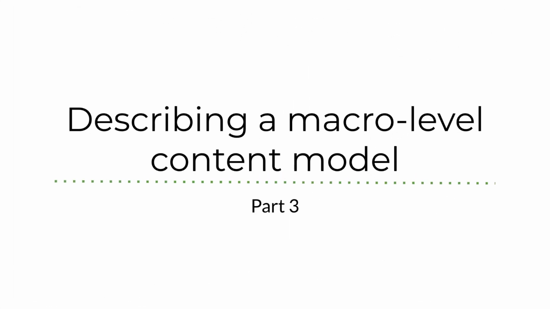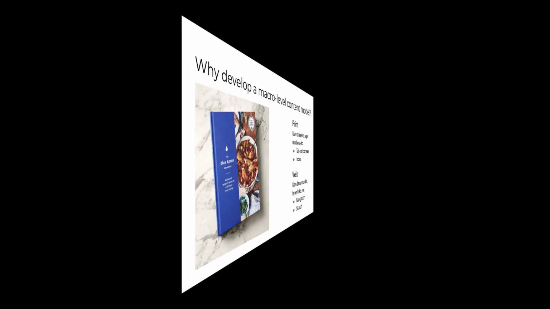Now that you understand a little about how content modeling applies at the micro level to individual pieces of content, I want to describe how a content model applies at the macro level of, for example, a website. A complete content model tells you how all of your individual pieces fit together.